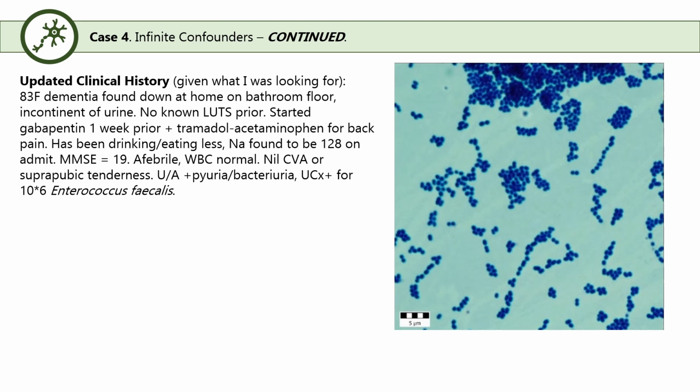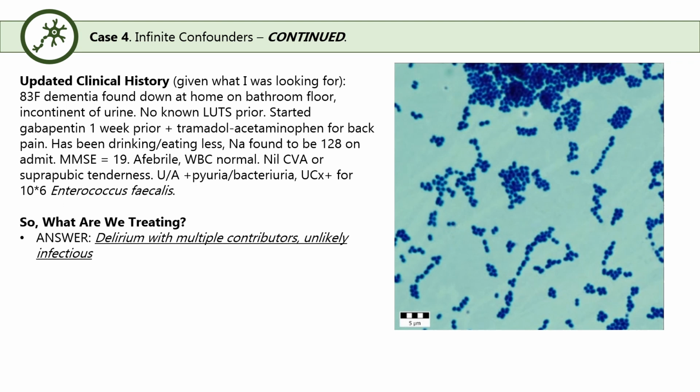The urinalysis returns with pyuria and bacteriuria with a urine culture positive for 10 to the 6 colony-forming units of Enterococcus faecalis. I can't tell you how many times we see a case exactly like this in the hospital setting. So what's really going on? What would you call this? A reasonable answer is delirium with multiple contributors, unlikely infectious.